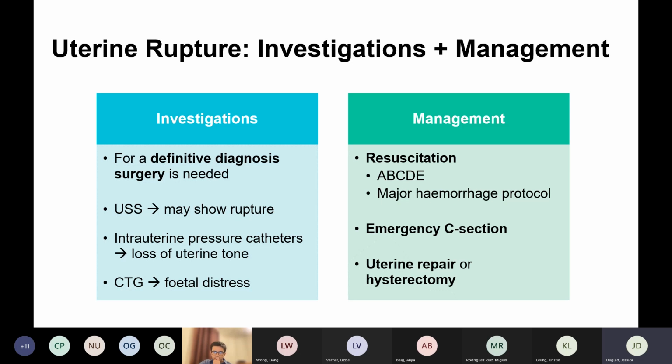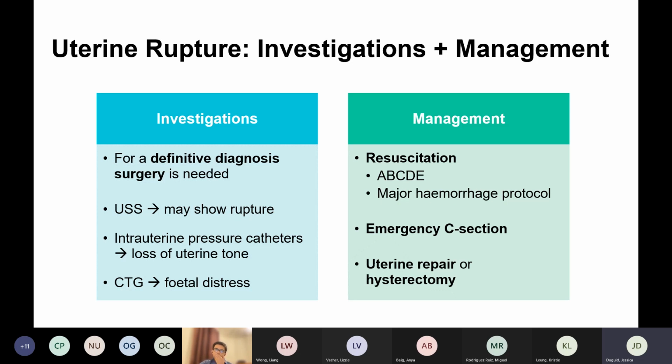So you might get O negative blood coming in, or she's already had group and save, that kind of thing would happen. And then you go take her to theatre for an emergency C-section. And you need to deliver the baby as quickly as possible, or they'll suffocate due to lack of oxygen because they're no longer in the uterus. So it's important that you get them out as quickly as possible. And then you basically repair the uterus. And if you can't, you do a hysterectomy, but obviously you try and repair.